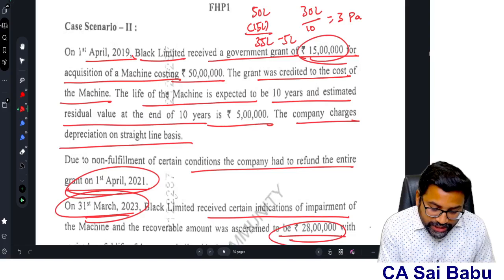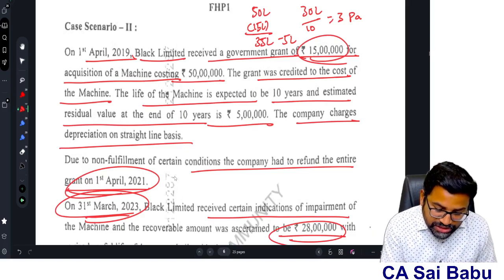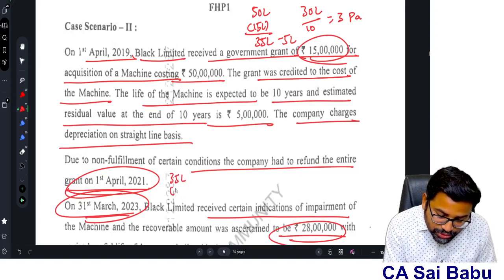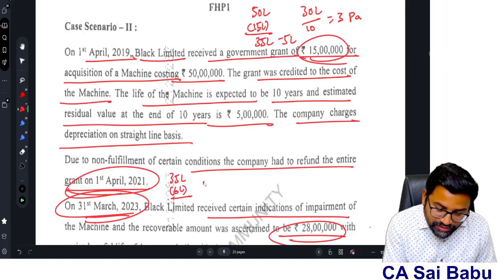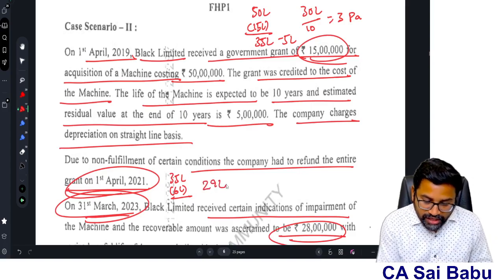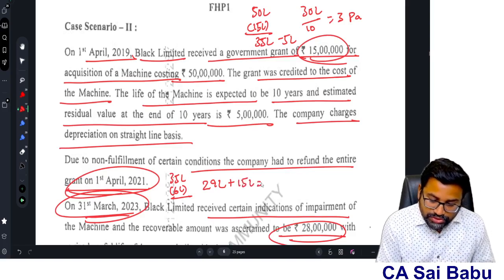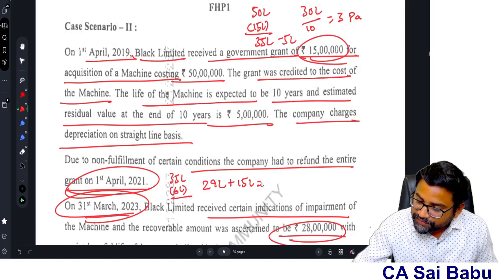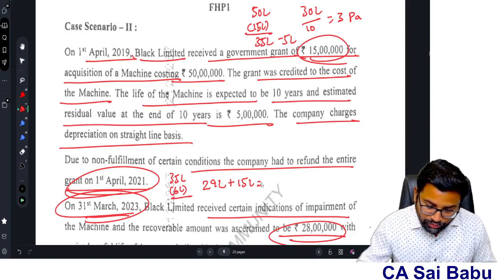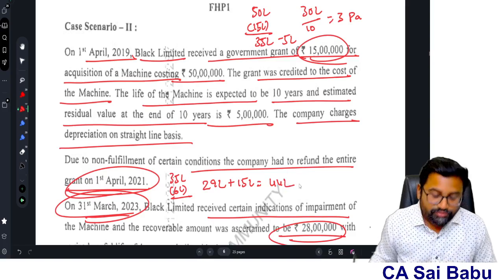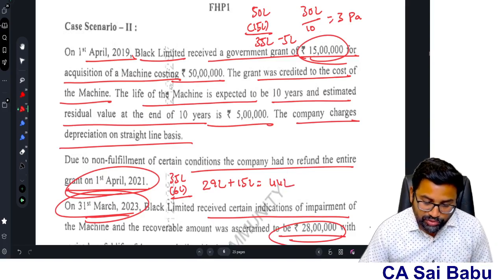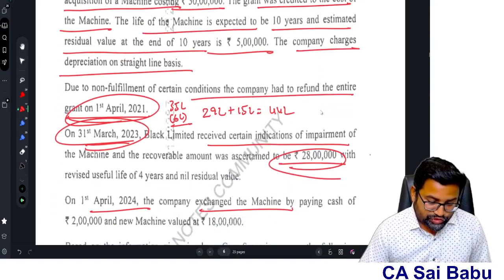So on the date of refund, what is the carrying amount of the machine? 50 lakhs minus 15, 35 lakhs, minus the first 2 years depreciation of 6 lakhs. So it will be 29 lakhs. And now you are refunding the grant, so add back 15 lakhs. So 29 plus 15 will be 44 lakhs. This is the revised carrying amount of the asset on 1st April 2021.